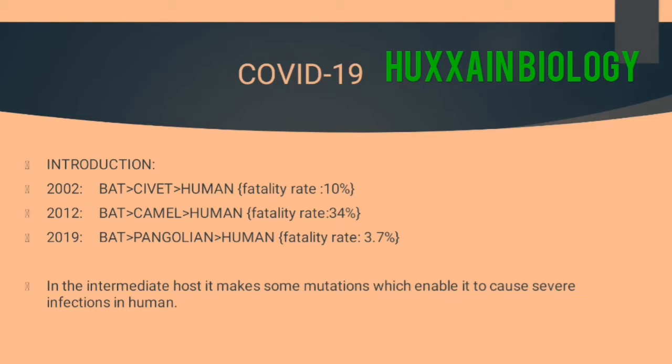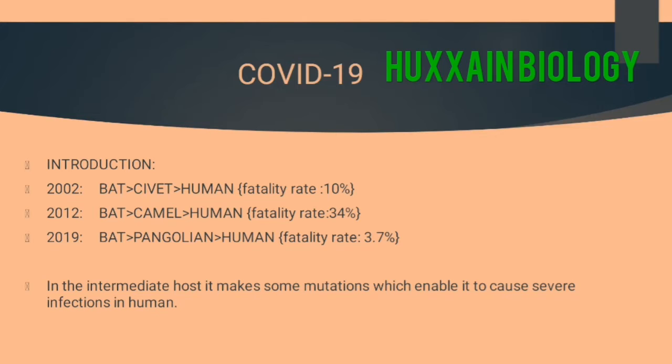And you know why this is called COVID-19? Exactly, this is because of coronavirus. But the coronavirus appeared in China in Wuhan city in 2019, so that's why it is called COVID-19. A little bit of introduction: this virus appeared in 2002, 2012 and 2019.